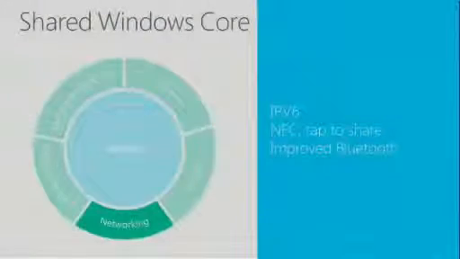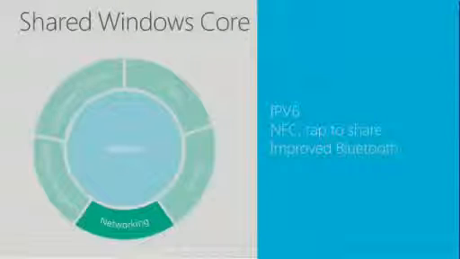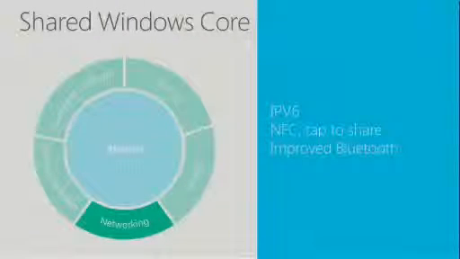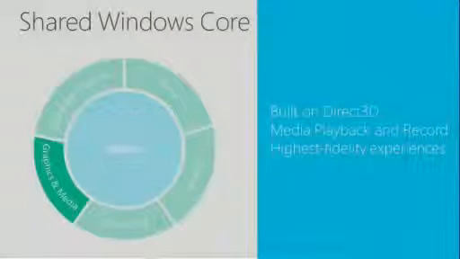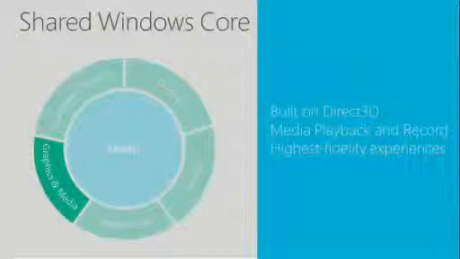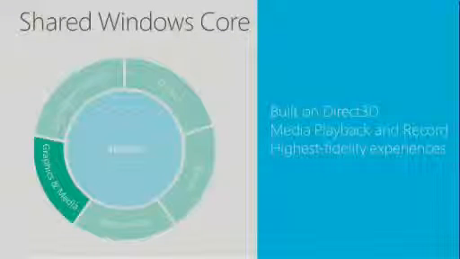Also, for our networking support, we now support the industry standard IPv6 and NFC, as Joe showed, to support things like tap to share. And with the Windows shared kernel, we get improved Bluetooth support. Windows Phone 8 is built on hardware-accelerated Direct3D for graphics and Media Foundation for audio and video playback and record. This allows the highest fidelity experiences possible on modern hardware.